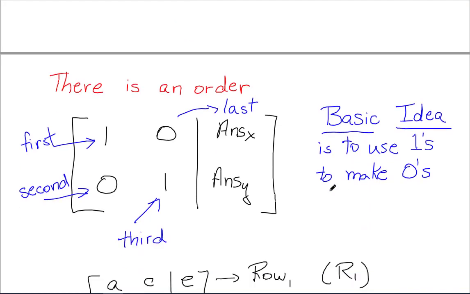Now, how we get those numbers, and we'll come back to this many times, there's an order to doing it. I'd like to get a 1 in this top left first. I want to use the 1 then to make a 0 under it. Second. Third, I'd like to get a 1 here and then use that 1 to make a 0 last. And so again, the basic idea is somehow to use 1's to make 0's. And the order is first, second, third, last.